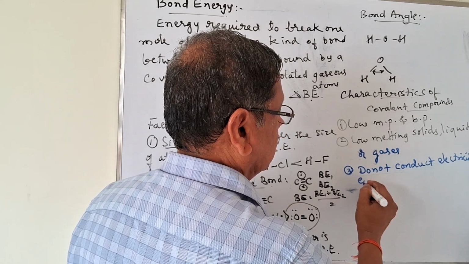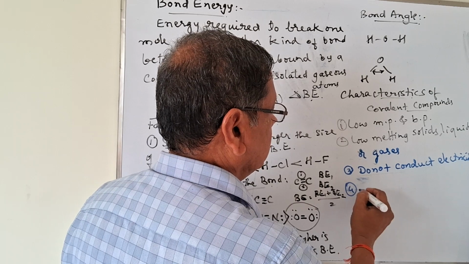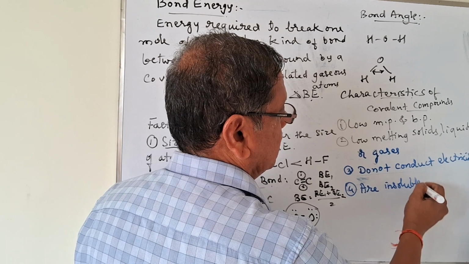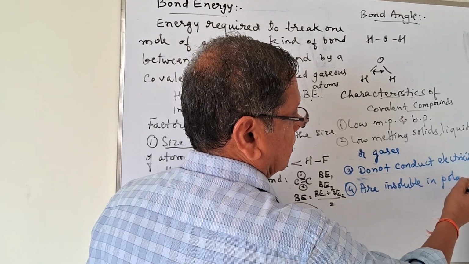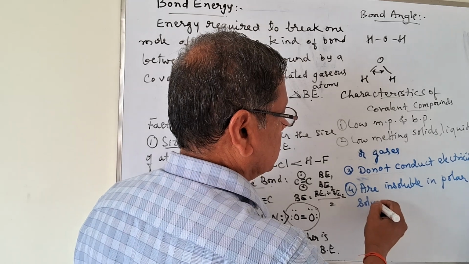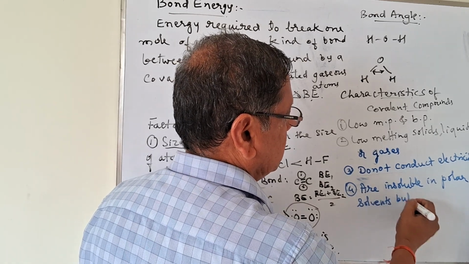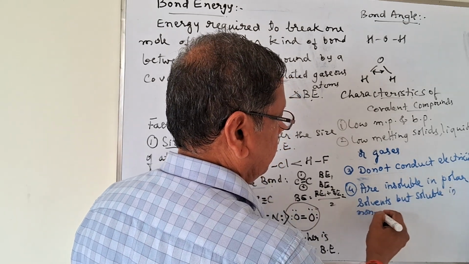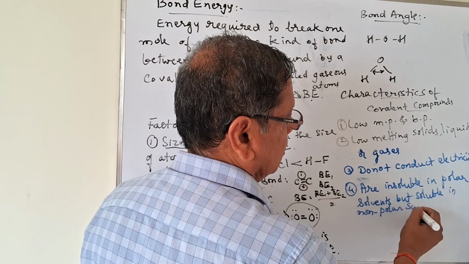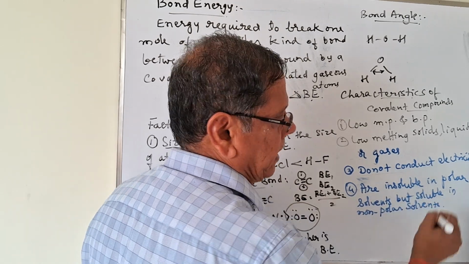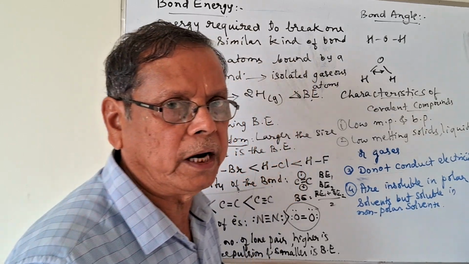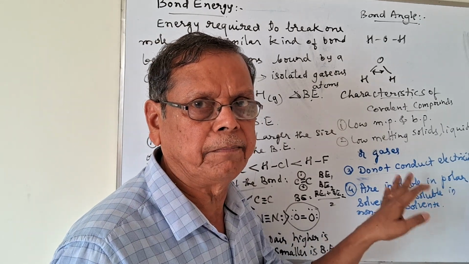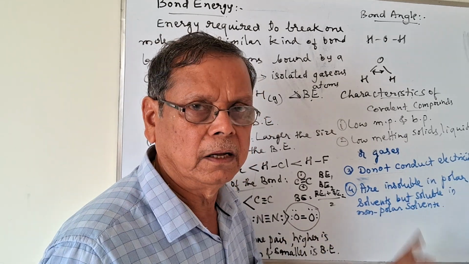The next one is, they are insoluble in polar solvents, but soluble in non-polar solvents. For example, carbon dioxide is a covalent molecule, or methane is a covalent molecule. It is more soluble in non-polar solvents like benzene, toluene, etc., but insoluble in water.